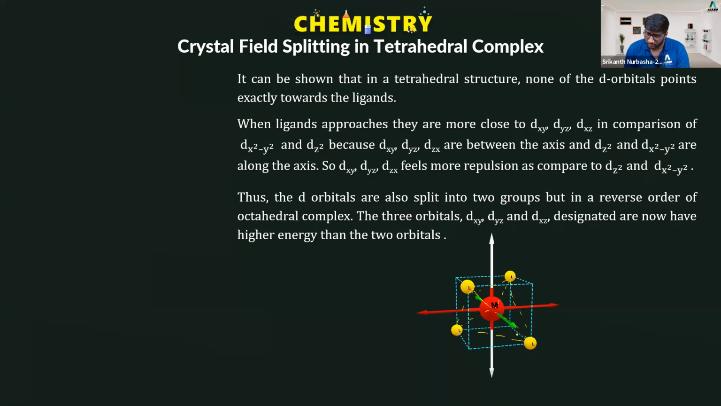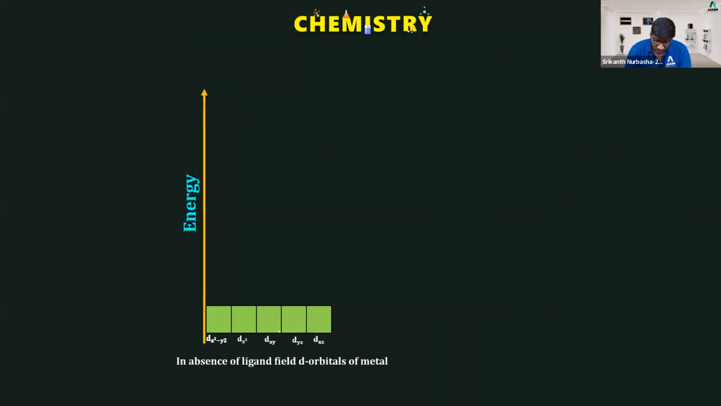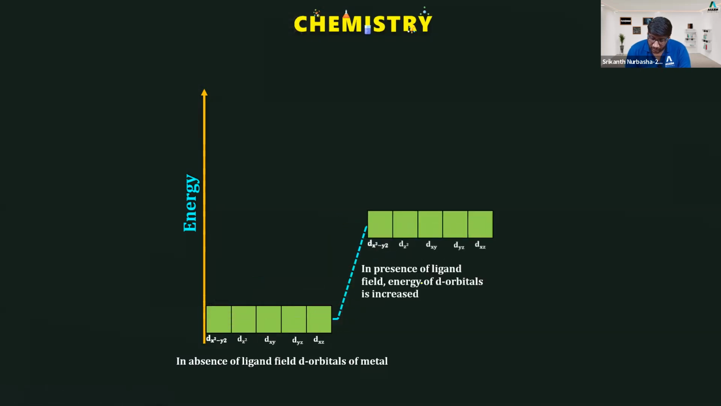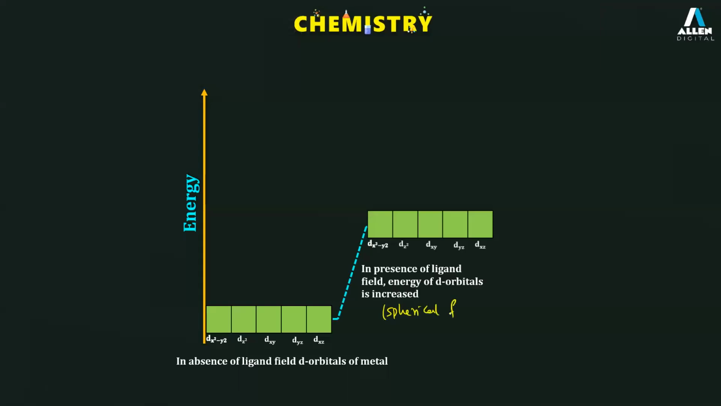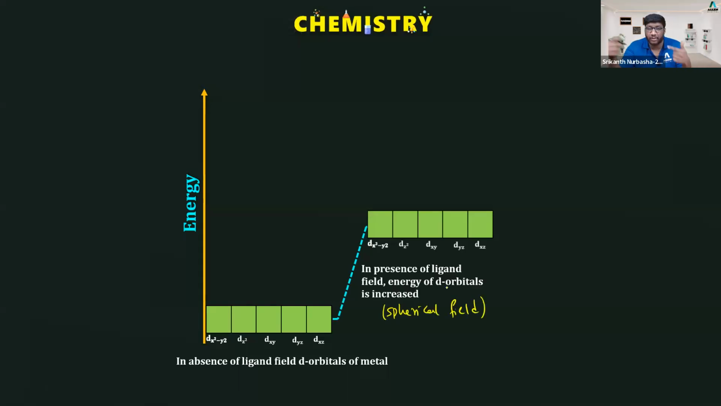So we have a tetrahedron now. If you look, the approach is not along the axis. So those d orbitals whose lobes are not along the axis will experience more repulsion. Right, students? In the absence of ligand field, what will the d orbitals of the metal have? All of them will have increased energy. So in the presence of ligand field, the energy of d orbitals is increased. What type of field is this? Spherical field, because you are applying the field from all the directions.